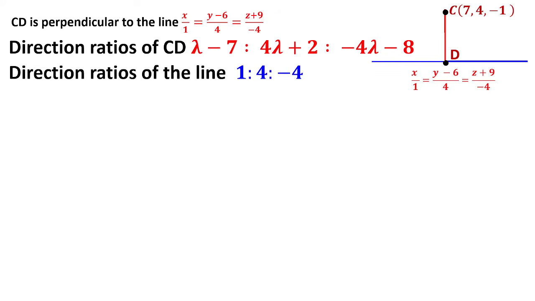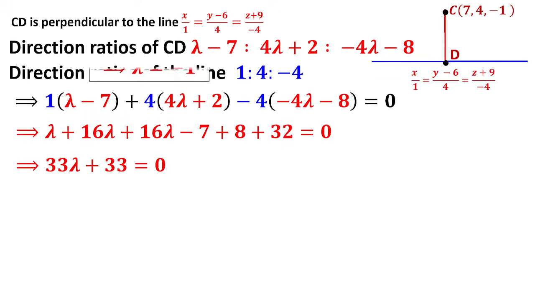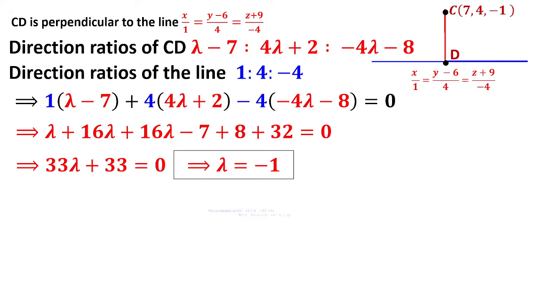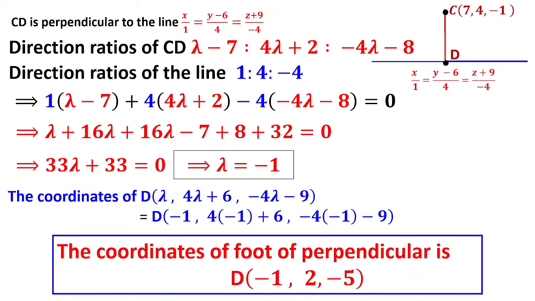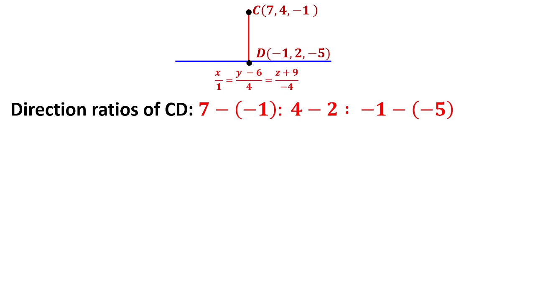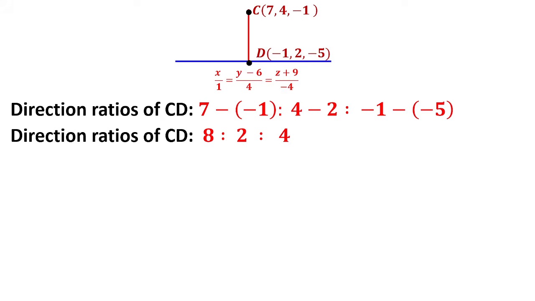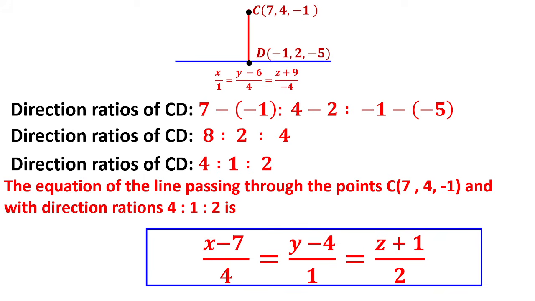Now CD and the line are perpendicular. Multiply A1A2 plus B1B2 plus C1C2 is equal to 0. Therefore the value of lambda is minus 1. Substitute over there and you will get the coordinates of D as minus 1, 2 and minus 5. Problem is not over. They want the equation of CD. Very simple. You get the direction ratios of CD and then take any point and then just do it. It passes through 7, 4, minus 1, or it passes through minus 1, 2, minus 5. You take any of the points and write, marks will be given for both.